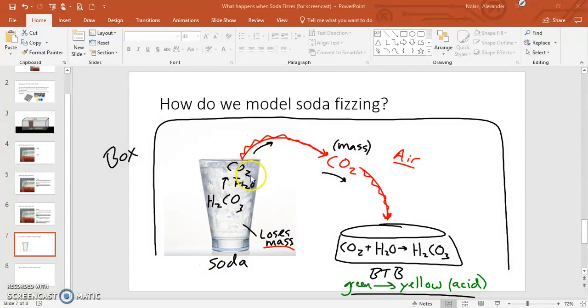It loses mass according to our scale. That carbon dioxide shows up inside of our BTB. We've got our carbon dioxide plus the water that's already there gives us that acid. That's why it goes from green to yellow. That indicates that there's an acid. So this is really the model that you should understand, being able to use mass and carbon dioxide and BTB and scales in order to explain what is all going on when soda water fizzes.